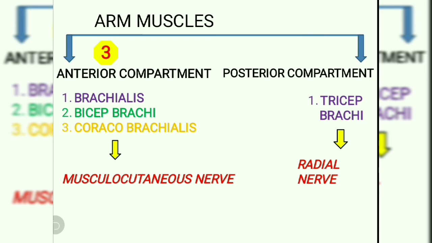Next, arm muscles. The arm muscles are basically divided into the anterior compartment and posterior compartment. The anterior compartment means the anterior part of the arm and the posterior compartment is the posterior part of the arm. Under the anterior compartment of the arm, there are 3 main muscles: brachialis, biceps brachii and coracobrachialis. Under the posterior compartment, we have 1 major muscle, which is triceps brachii.